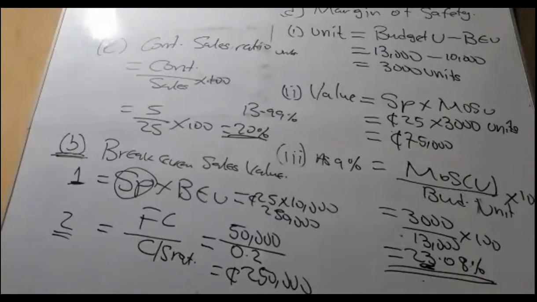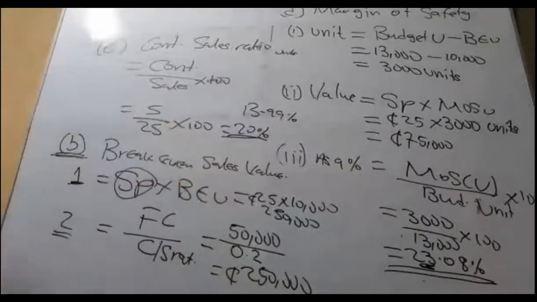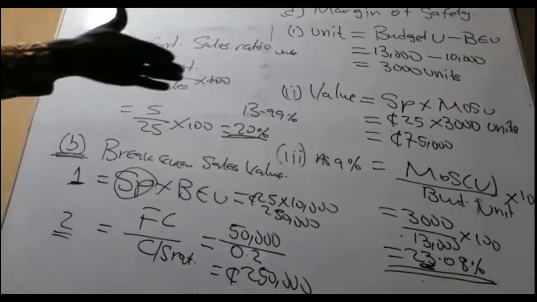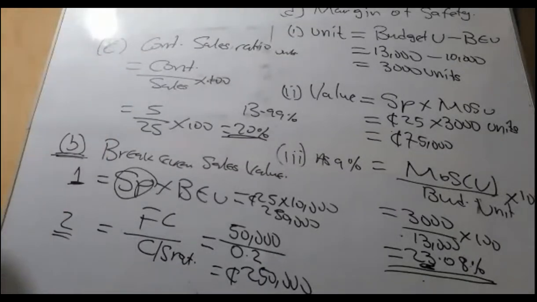So now you know everything about this. Now the margin of safety in terms of value, we have 75,000, right? Yes, we have 75,000. We can also use the margin of safety value to locate it. It's the profit at the budgeted level divided by the CS ratio. Then we are done.